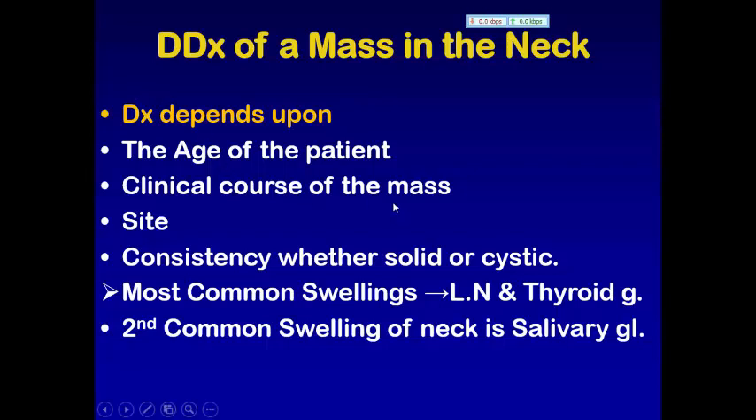Also the clinical course of the mass: is it progressive, or static, stationary, or on and off, waxing and waning? Site is important in differential diagnosis, and you will take the differential diagnosis according to the site in the next part of the lecture. Consistency, whether cystic or solid, is also very important. Keep in your mind that the most common swelling in the neck is lymph nodes, next the thyroid gland, after that the salivary gland.